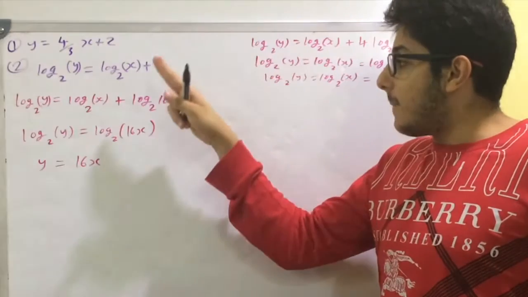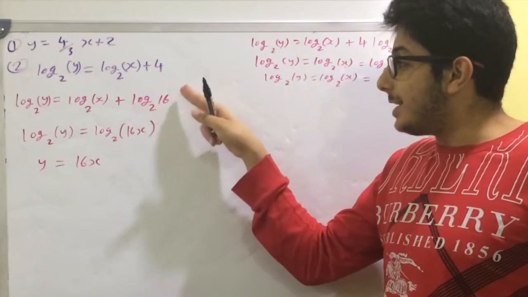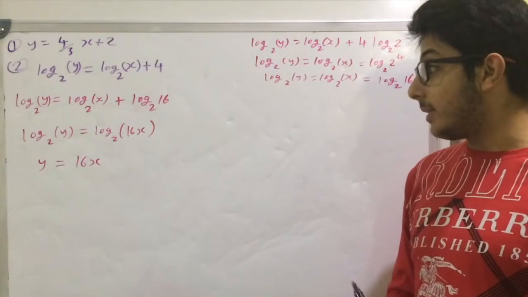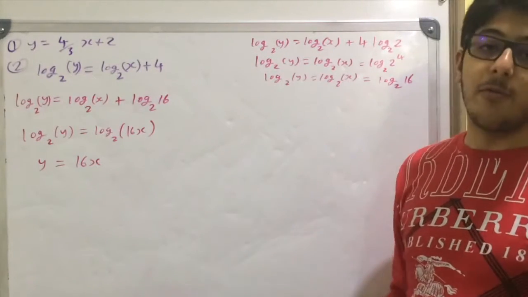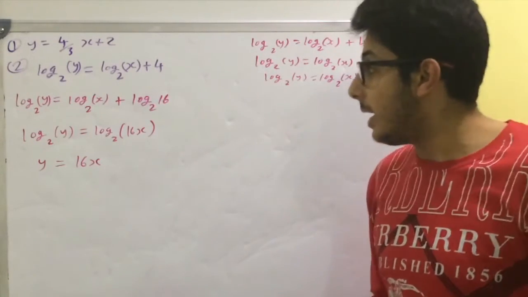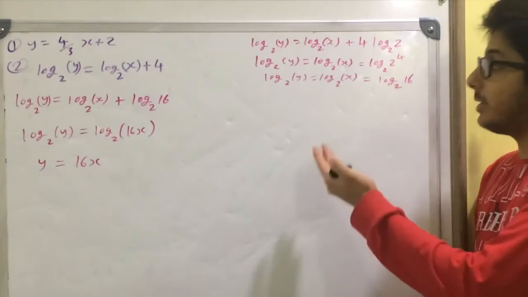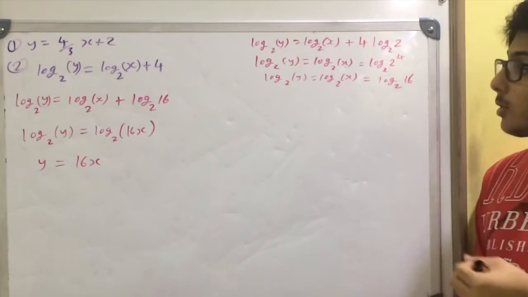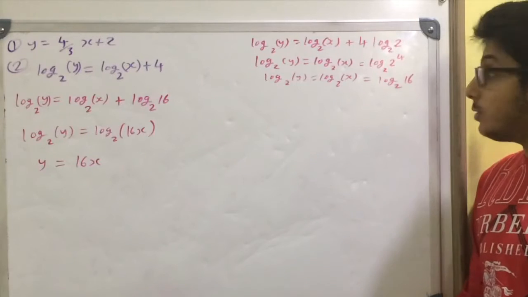So, logarithm base 2 of 16 is the same as 4, right? I spotted that, okay? Because 2 to the power of 4 gives you 16, okay? If you didn't spot that, you could have done this, alright? Plus 4 multiplied by logarithm base 2 of 2, alright?